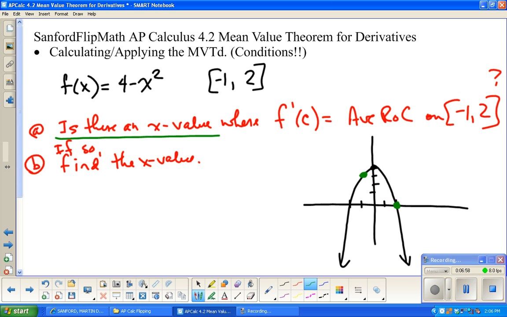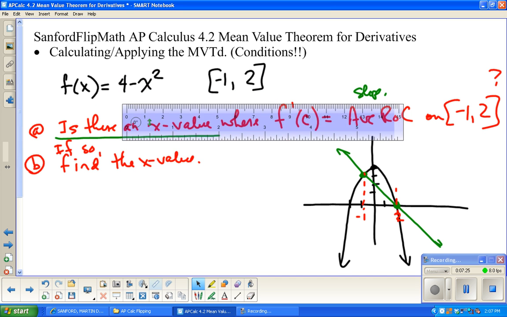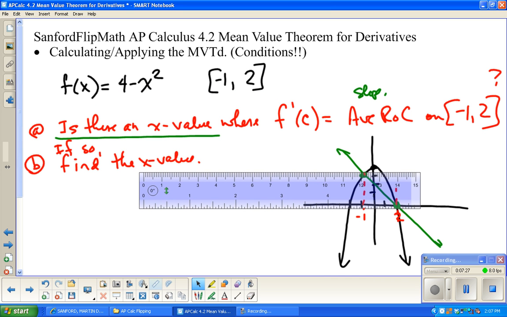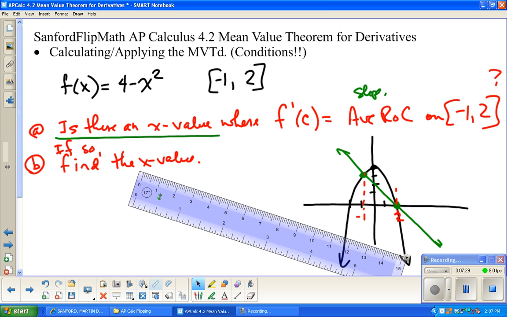Now, average rate of change, remember, is slope. So if I draw that in here, now again, we are concerned with this interval between -1 and 2. And then the question's asking us, is there a spot where the derivative is going to be equal to that? And so as I'm looking at this, what I'm actually trying to do is see if I can rotate this. Yes, awesome.